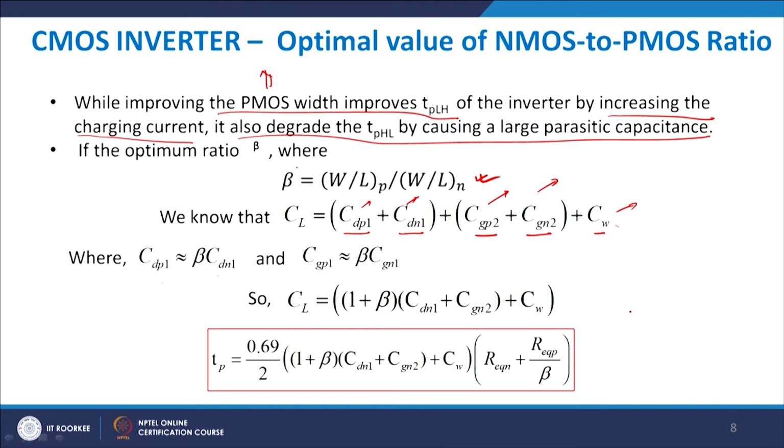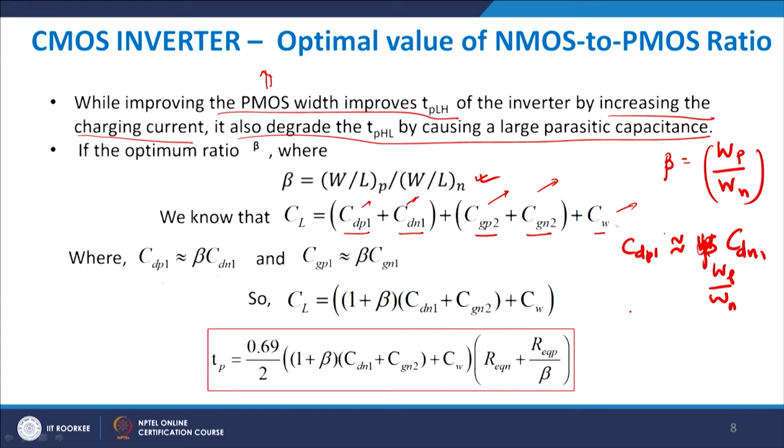Why? Because the beta ratio, if L is constant, is nothing but WP by WN, right. So if you want to find out CDP, CDP 1 will be approximately equal to beta times CDN 1, right. So this is nothing but WP by WN, and therefore you can automatically say that this holds good, which means that the output capacitance will be approximately equal to beta times CDN 1 and CGP will be approximately equal to CGN 1, right.